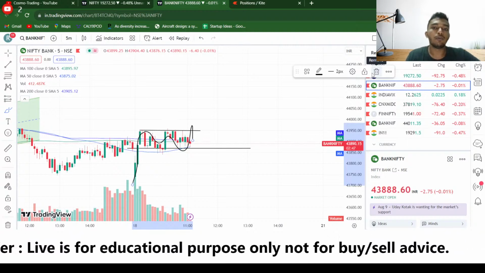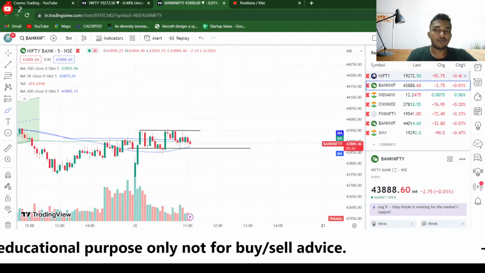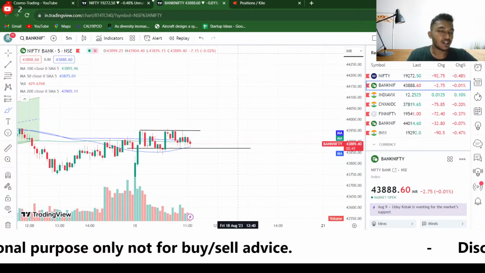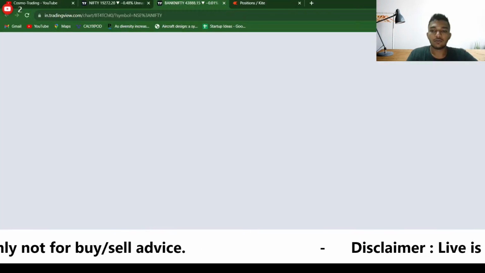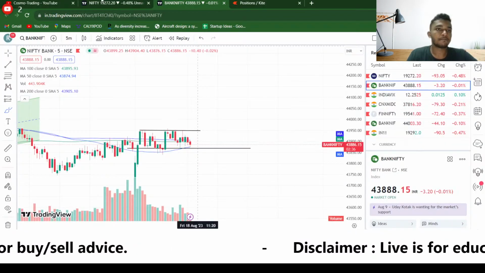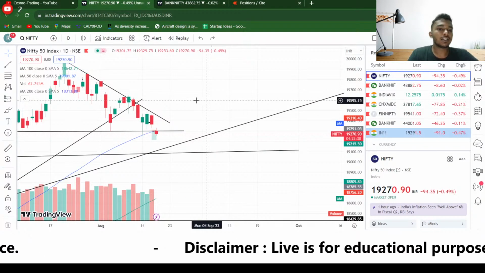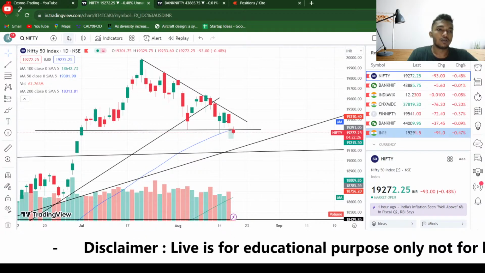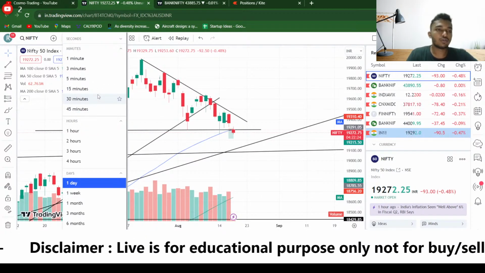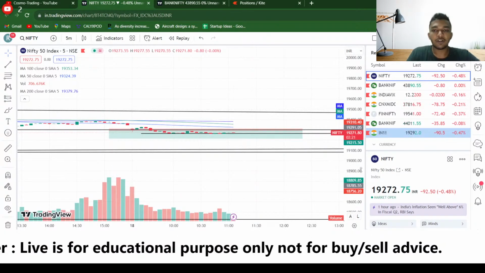But if we break out on the downside, then we will go for a downside trade, because Nifty is at the lower level, near today's day low. So now we will go into the deeper time frame in Nifty as well.